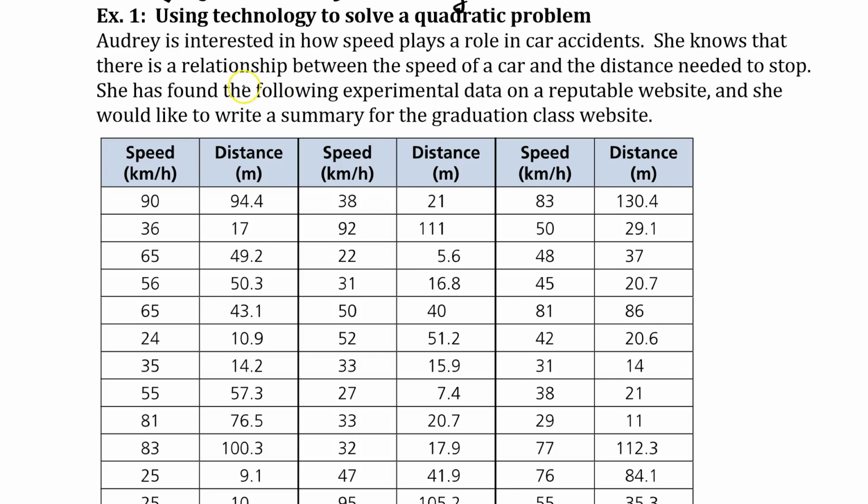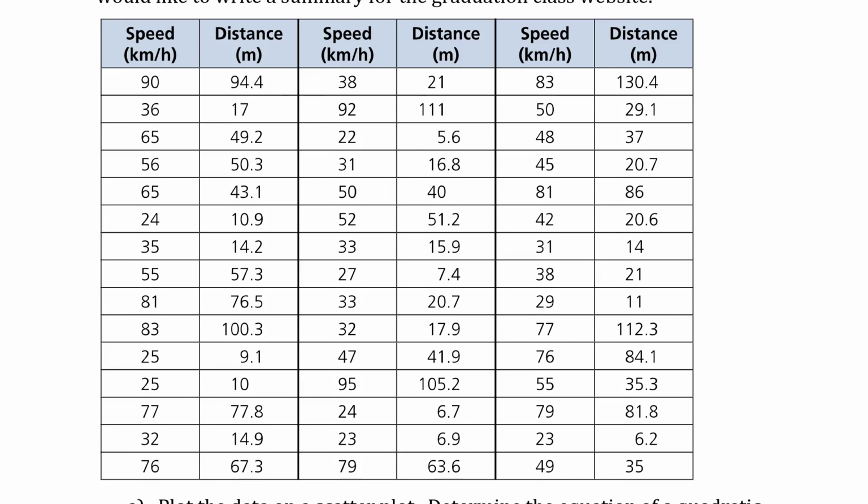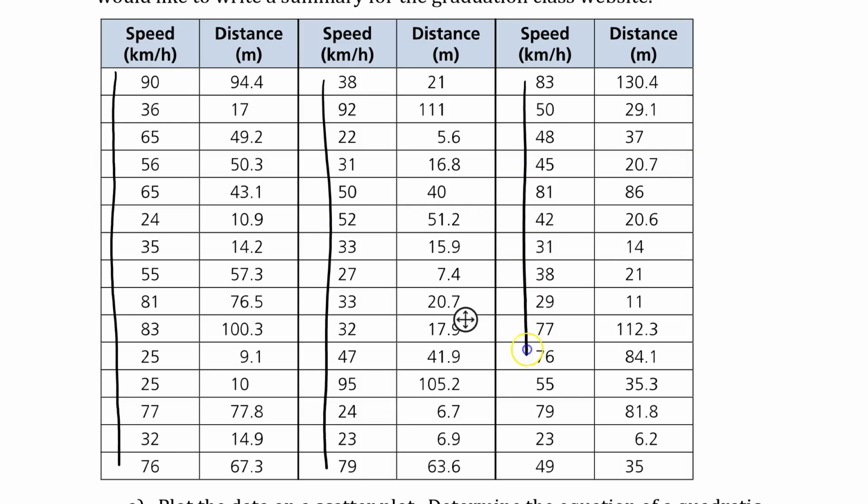She knows that there is a relationship between the speed of the car and the distance needed to stop. She has found the following experimental data on a reputable website, and she would like to write a summary for the graduation class website. So here's a whole bunch of stuff. Now, if we wanted it to go on forever, it would actually go speed, oh wait, and then this down, and then this down. So we have to read it carefully. So this is the speed in kilometers per hour. So we're going to be punching in a lot of data.